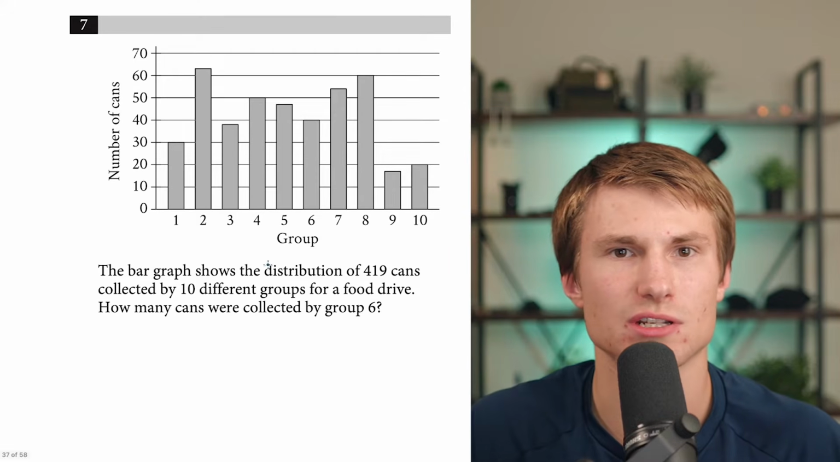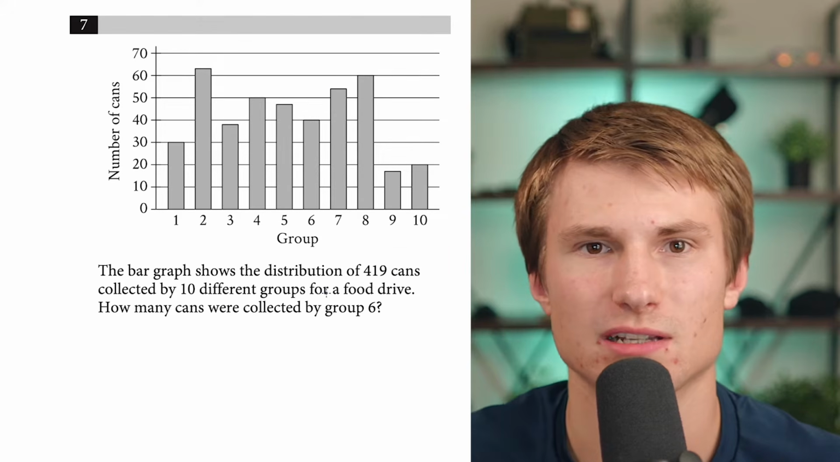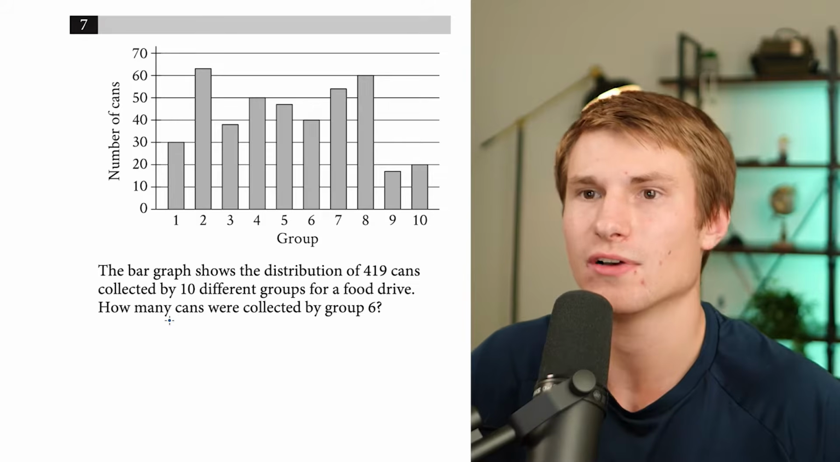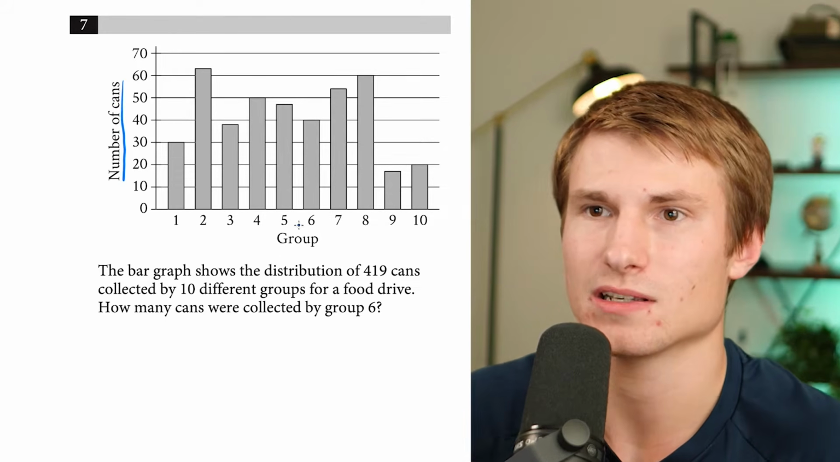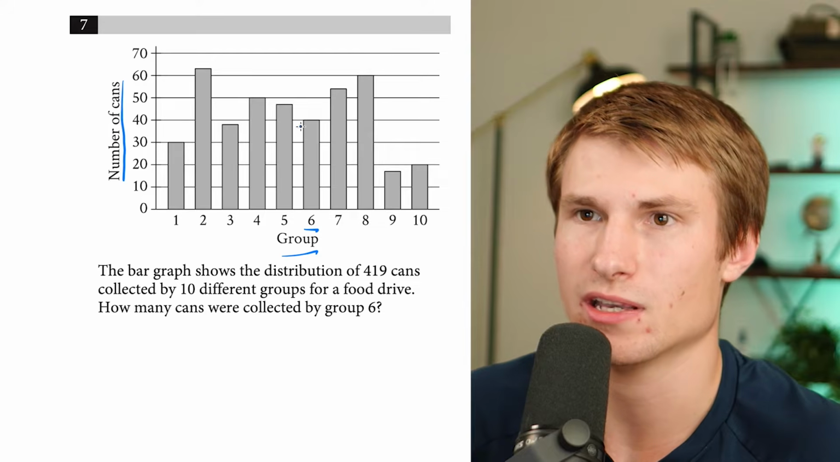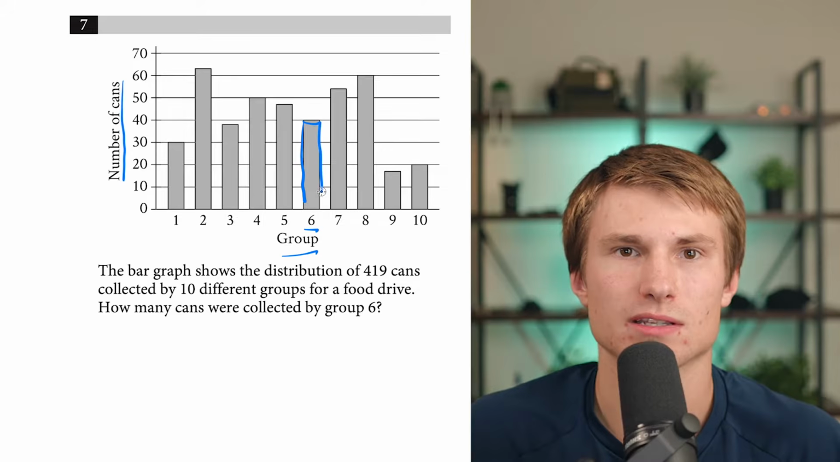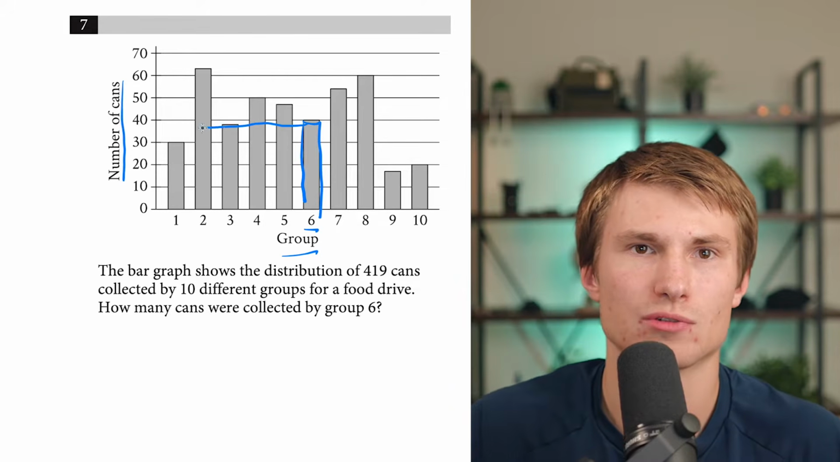Bar graph shows the distribution of 419 cans collected by 10 different groups for a food drive. How many cans were collected by group 6? Well, we've got number of cans on the y-axis. We've got our group 6 right here. We can go ahead and take a look at this bar graph. We go ahead and go over to our y-axis.